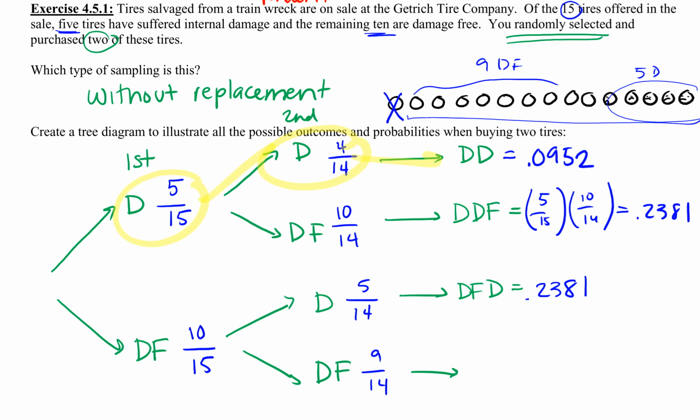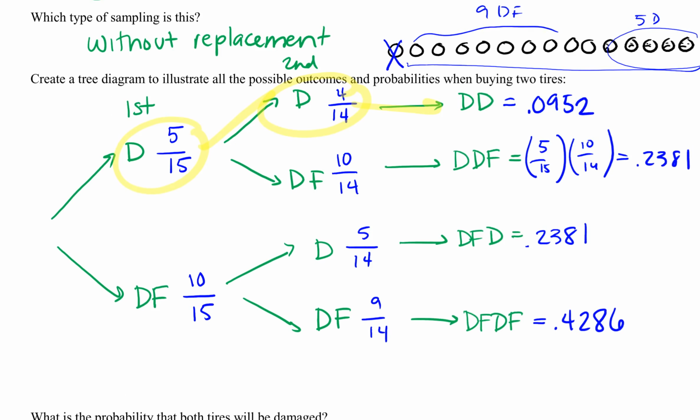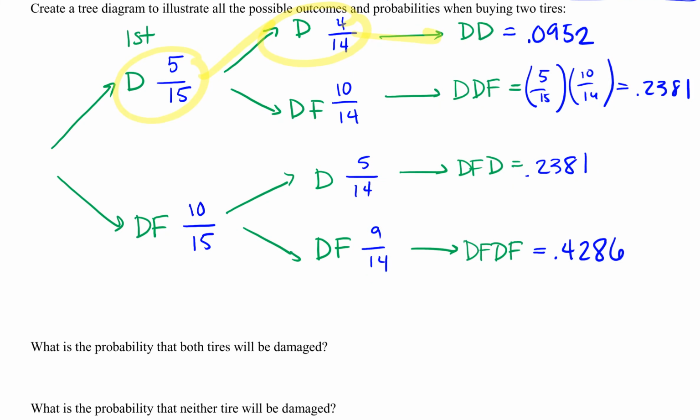And then the last timeline, the last thing that could happen, what we really hope is that we get 2 damage-free tires. And this is going to be the 10 over 15 times that 9 over 14, which is 0.4286. So pretty good probability, right? A little less than half, but decent probability we end up with 2 salvageable tires. But there's still an almost 10% chance that we basically paid for nothing. So that's the tree diagram. And here are the questions that could come next.